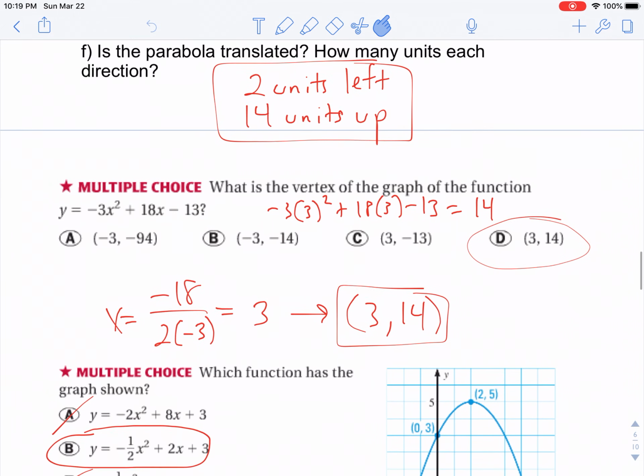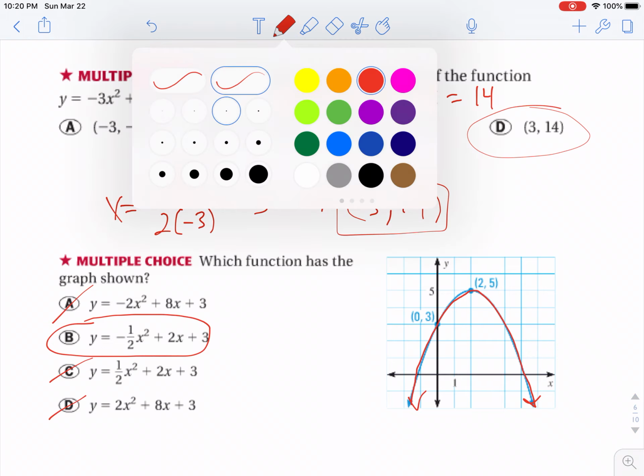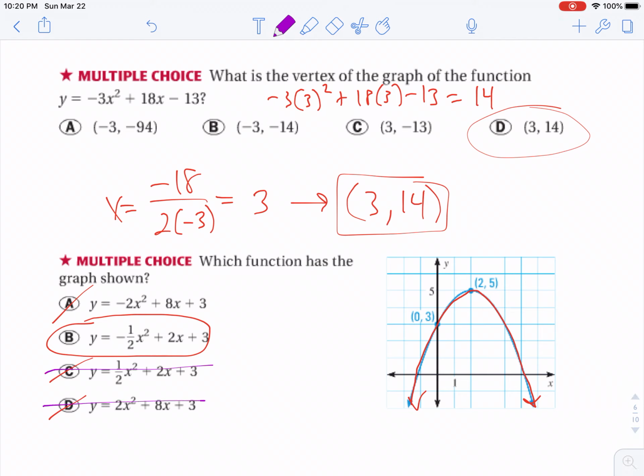Alright. Here is the answer to the first multiple choice. It was D, 3, 14. The next multiple choice, the answer was B. Two things that you should look at. The fact that this parabola is opening down, which means that the first value you see should be negative. The A value is negative. So right there, that is going to eliminate this one and this one. They're both out because those are positive A values. So it's got to be either A or B.